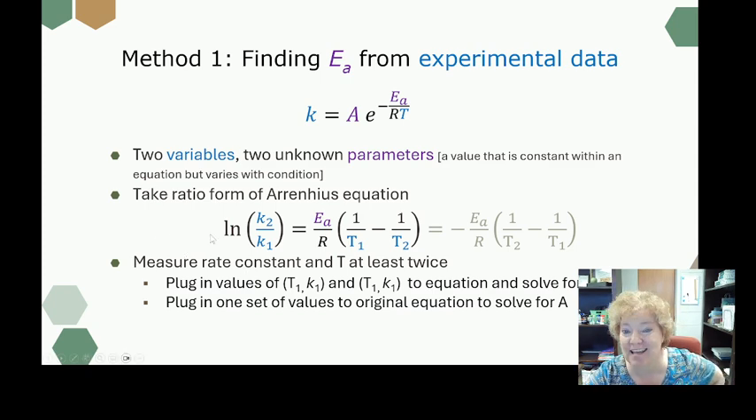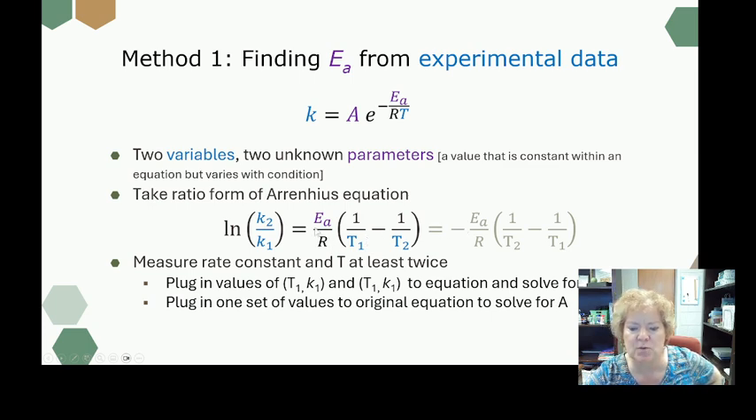So you're just going to take this. It comes from here, but this version. The natural log of k2, so the rate constant for trial 2 over the rate constant for trial 1, is equal to the activation energy divided by R times the inverse temperature of the first trial minus the inverse temperature of the second trial, and temperature in absolute Kelvin.